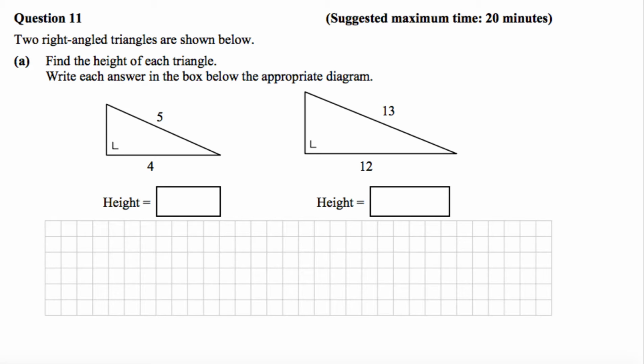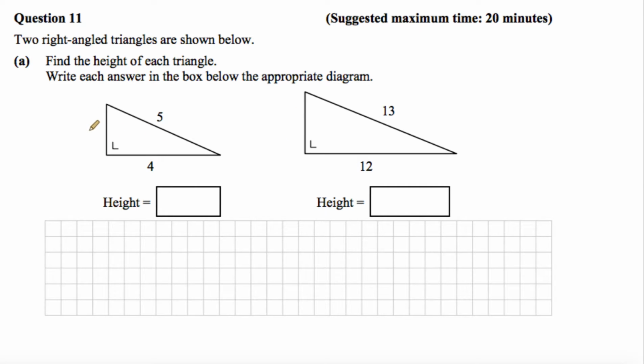So this is the 2015 Junior Cert Higher Level Paper 1, and we're looking at question number 11. Two right angled triangles are shown below. Part A says find the height of each triangle, write each answer in the box below the appropriate diagram. Okay, well, we're looking for the height, which is this side here.